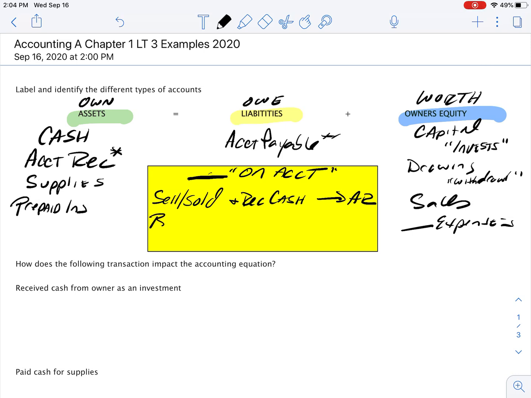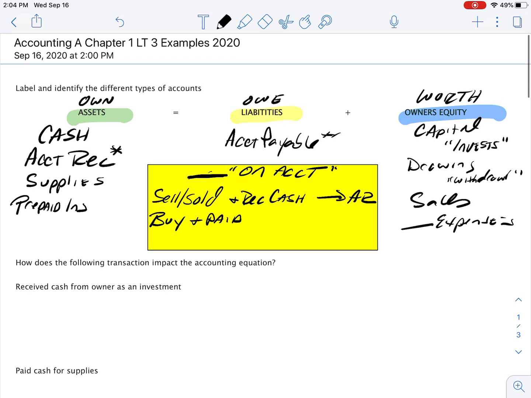If we buy and pay on account, if the transaction says buy on account or pay on account, that is going to be accounts payable, which is a liability. So we'll keep those in mind as we go through here. Now we're going to take a look real quick. We want to know, how do the following transactions impact the accounting equation?